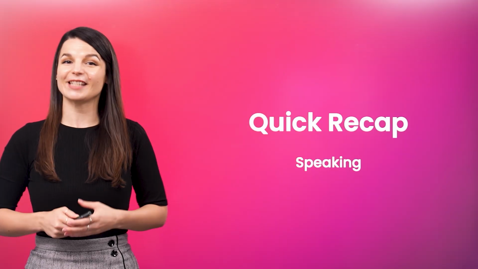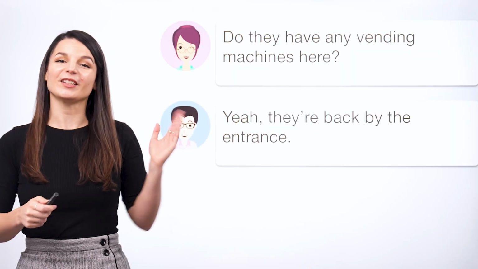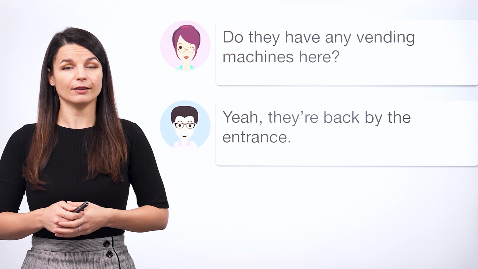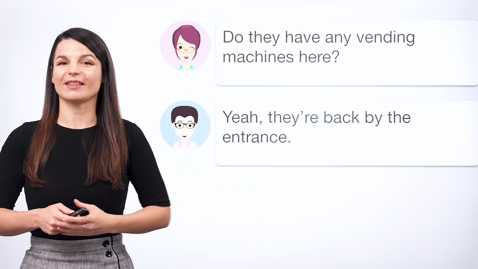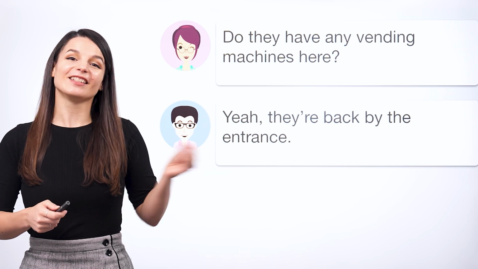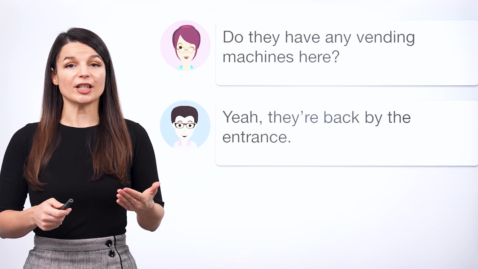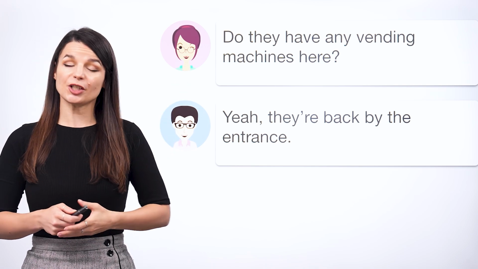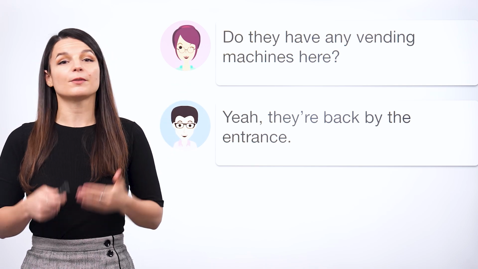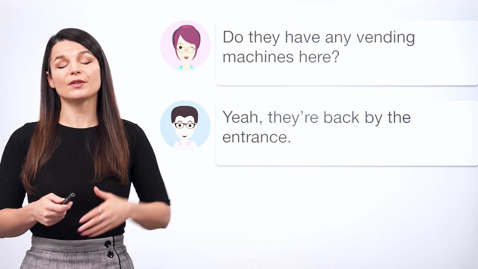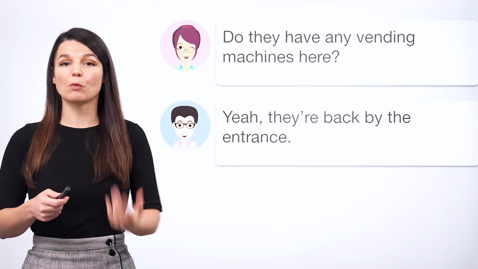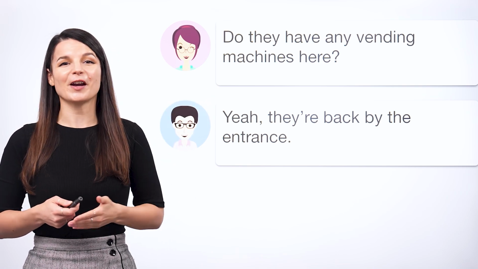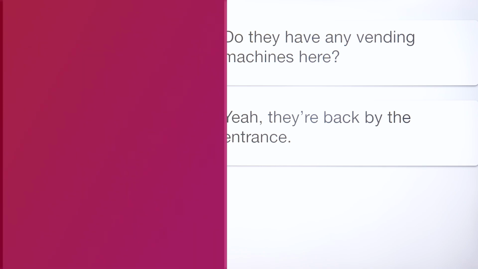Let's look at the main dialogue. 2 people are having a conversation. Do they have any vending machines here? Yeah, they're back by the entrance. Here, instead of, are there any vending machines here? This character asks, do they have any vending machines here? This is because when asking about amenities, using do they have can sound more natural than asking is there. Let's practice with this grammar more in this lesson.